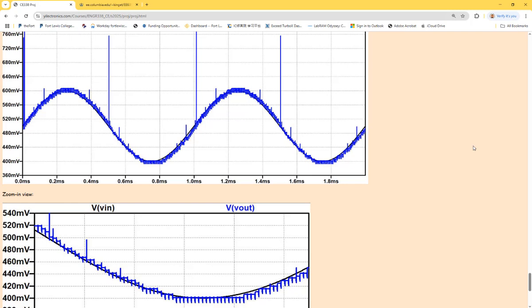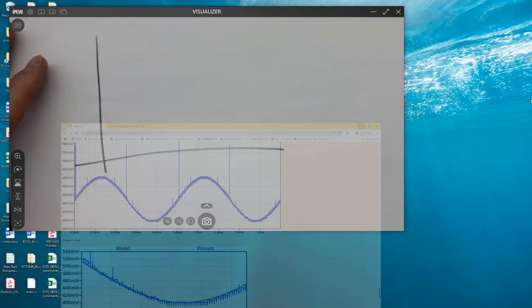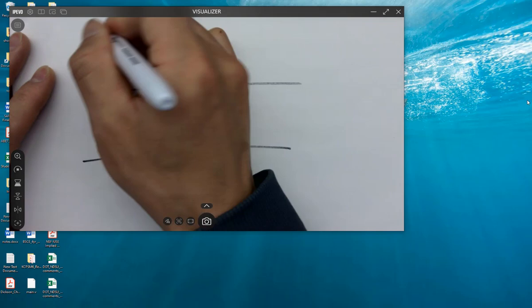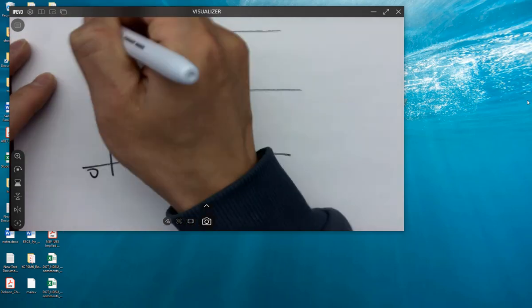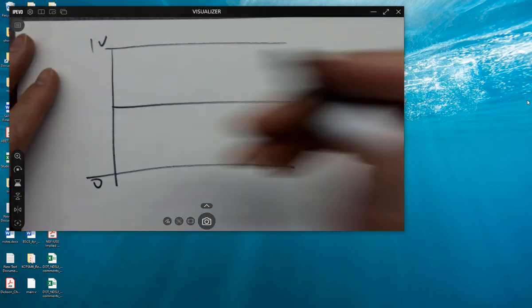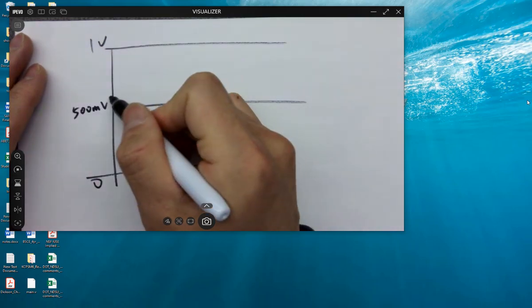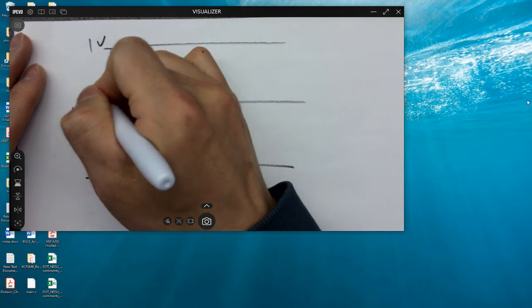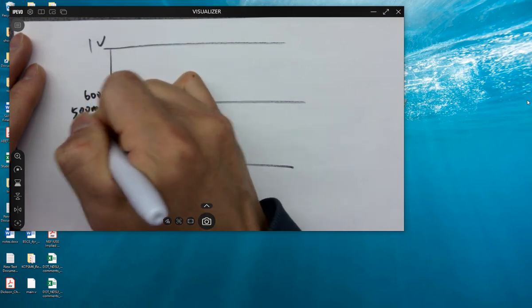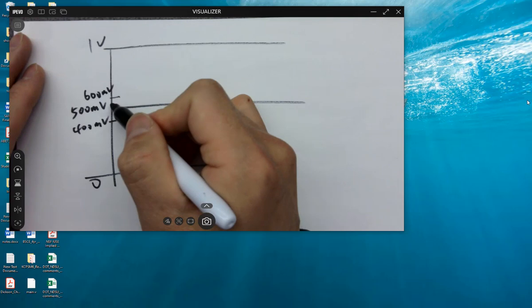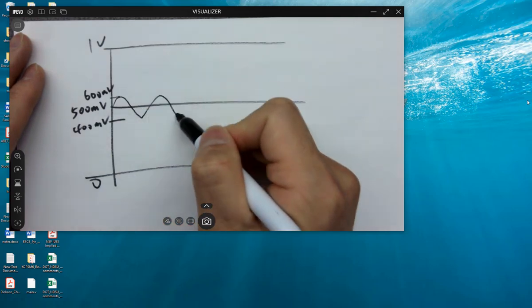I think I was wrong. Let's see. This is about 600 millivolts, and this is about 200 millivolts. Yes, that's right. So totally, I have 1 volt for the range, and this is 500 millivolts. So my sound wave or analog signal input looks like this.